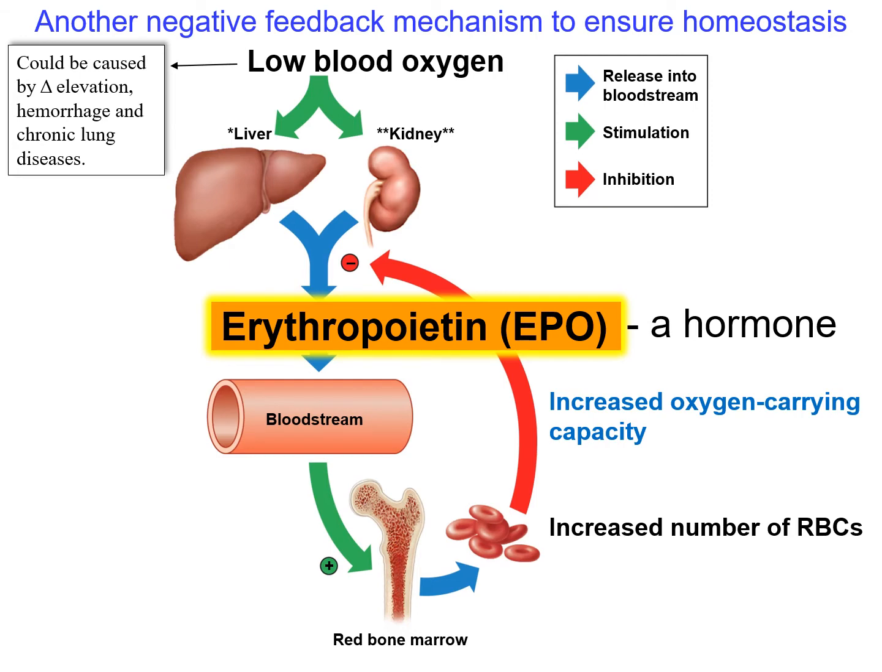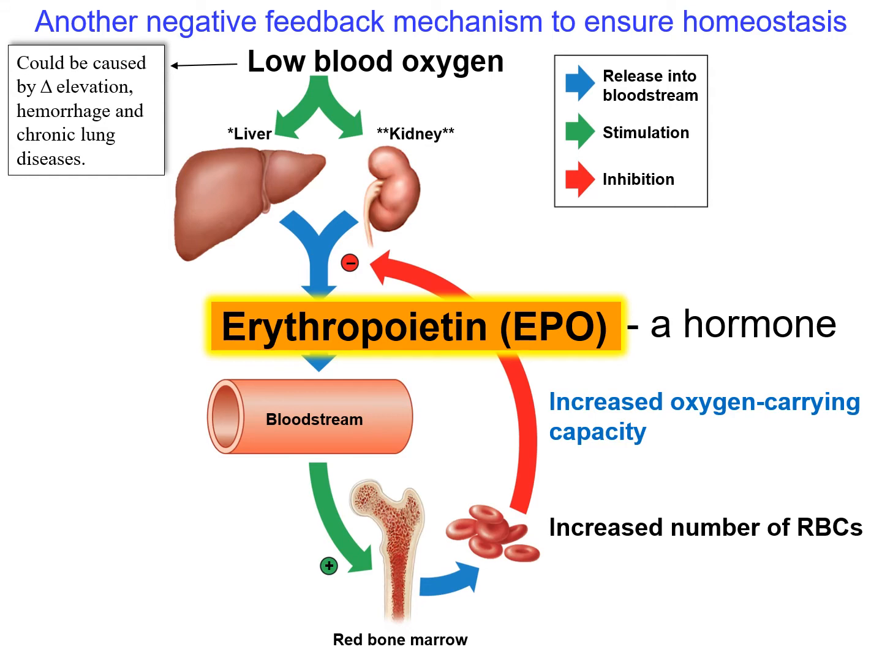It circulates throughout our entire body. But as you may know, hormones affect particular target tissues and the cells of those tissues. And in the case of EPO, the target tissue is the red bone marrow. It's those hematopoietic stem cells that are stimulated to differentiate into more red blood cells. So as a result of the erythropoietin, the red bone marrow produces more red blood cells.